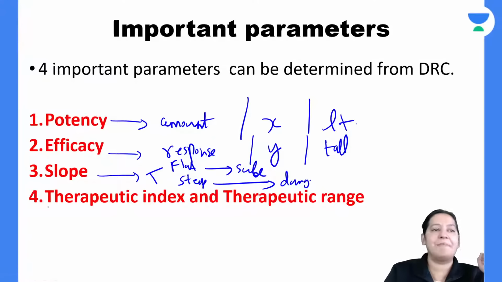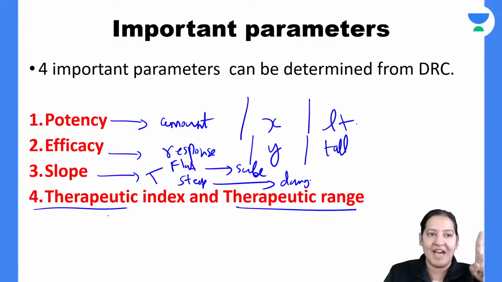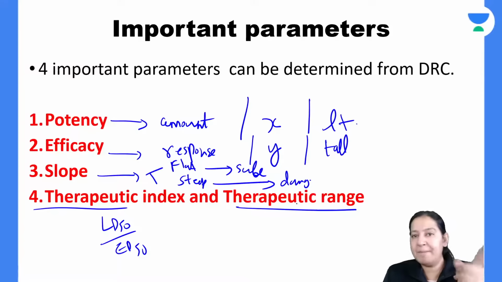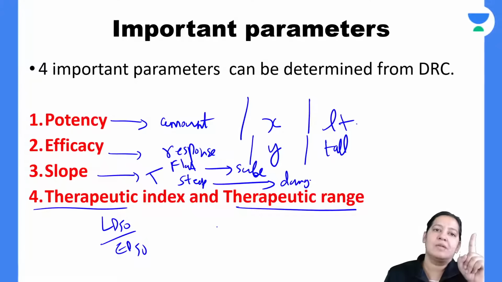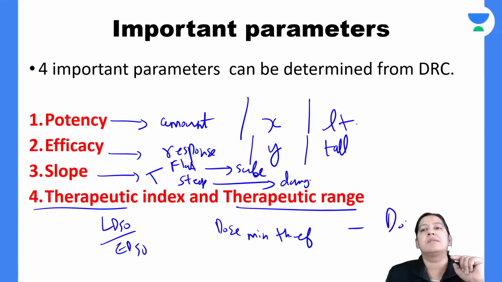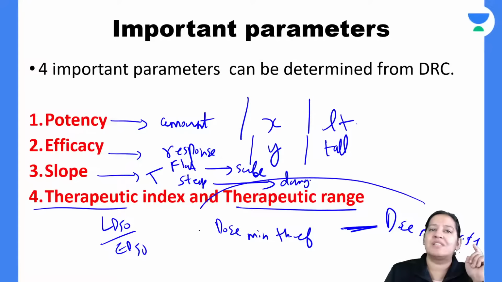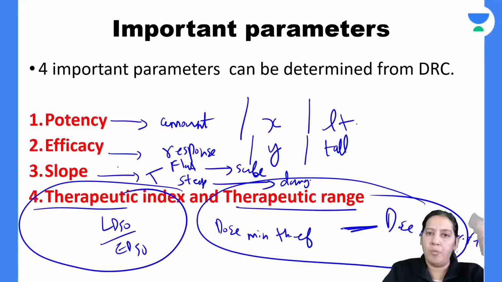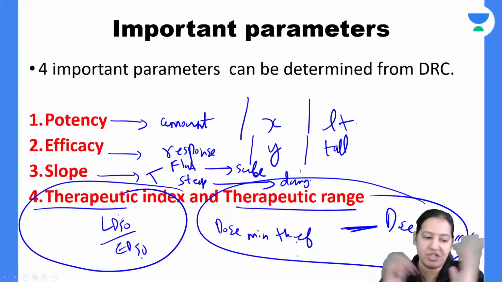The last is therapeutic index and therapeutic range. The formula of therapeutic index is LD50 upon ED50, right? Therapeutic range is from the dose at which minimum therapeutic effect is there to the dose at which maximum acceptable side effect is there. The range between these two doses is the therapeutic range. So you should know the formula of both. One is a 50-50 ratio; the other is a minimum-maximum range, not a ratio.